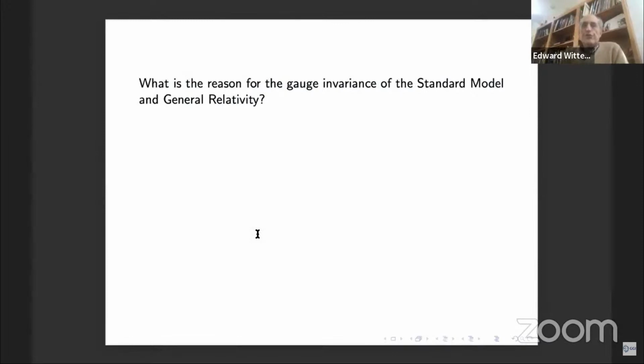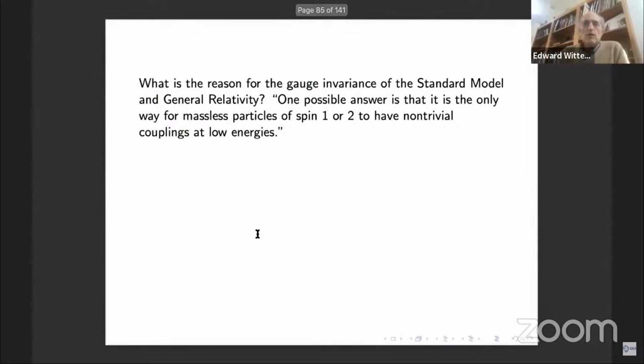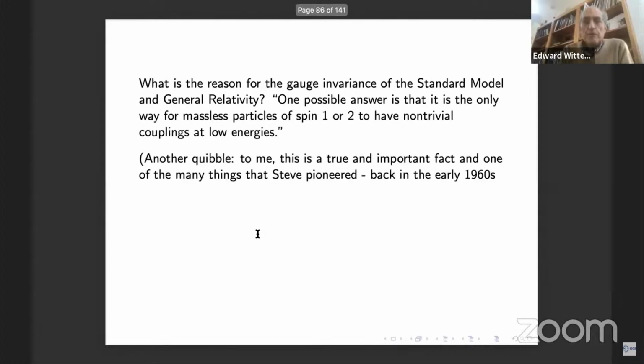Well, what's the reason for the gauge invariance of the standard model and general relativity? One possible answer is that it's the only way for massless particles of spin 1 or 2 to have non-trivial couplings at low energies. This is a reference to the work he had done in 64 and 65 on soft theorems and QED and gravity. And in my list of 6 topics at the beginning, it's the only one that the previous 2 lectures didn't really say much about. And I won't either, because I want to go into other things.